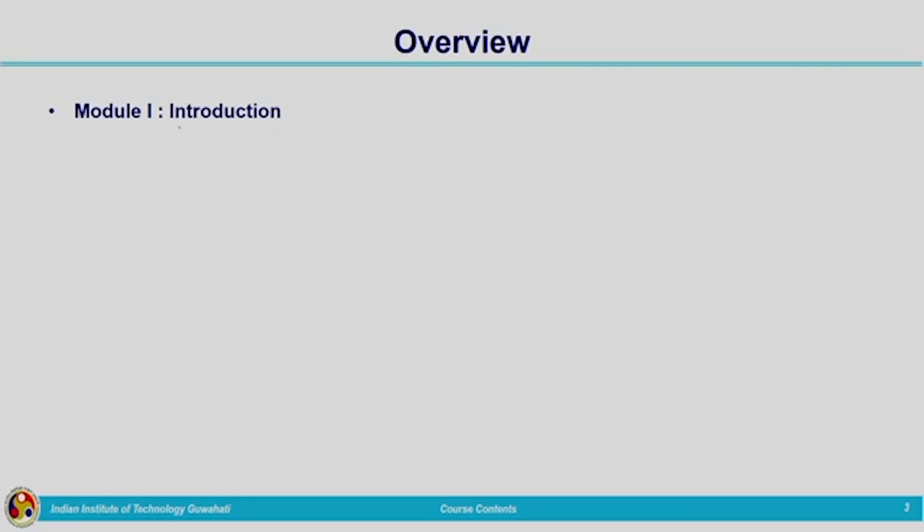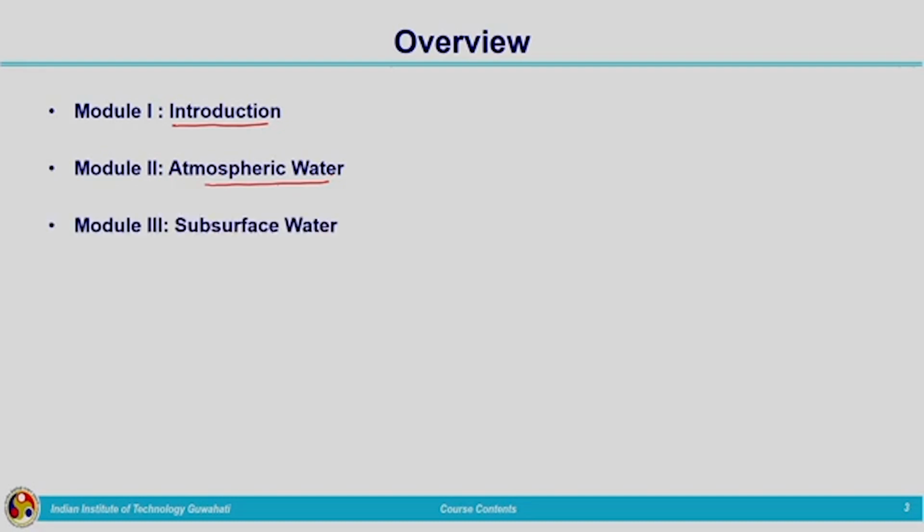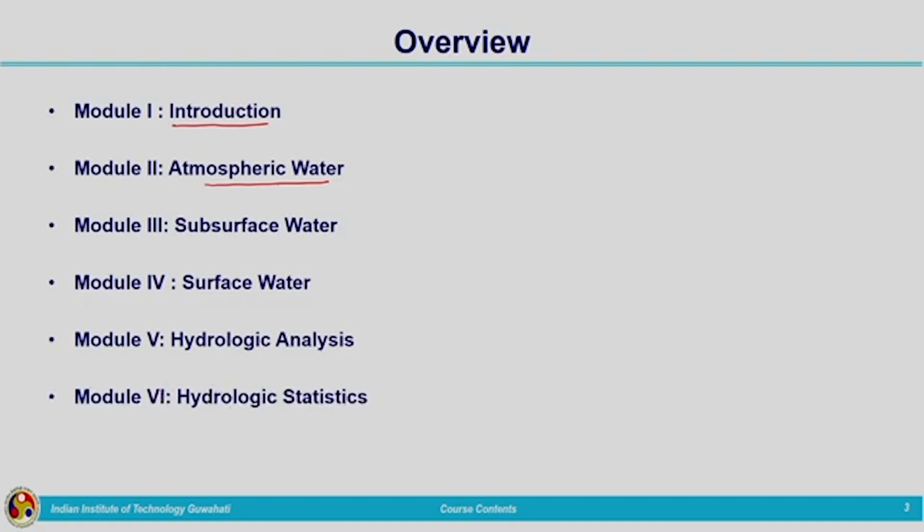Module 1 gives you a preliminary idea about the subject, that is the introductory module. The second module is related to atmospheric water. The third module covers subsurface water, the fourth module covers surface water, and the fifth module is related to hydrologic analysis. Module 6 deals with hydrologic statistics, and module 7 is related to design flood. So, a total of 7 modules have been designed for completing this entire course on engineering hydrology.